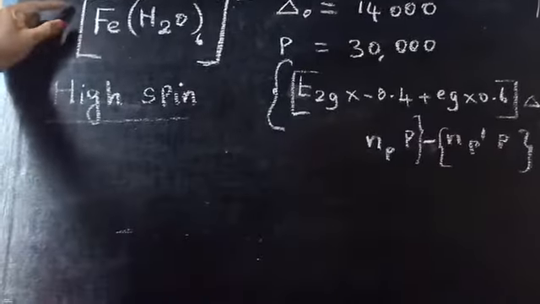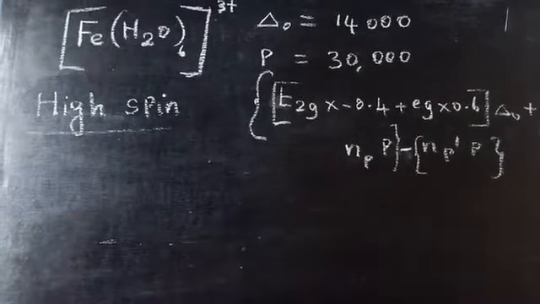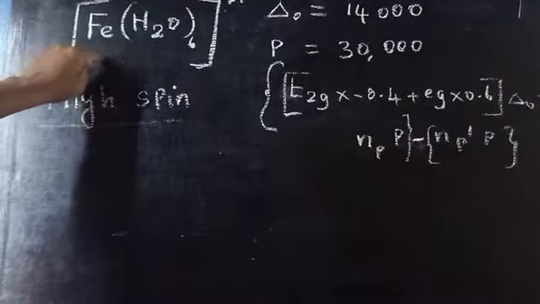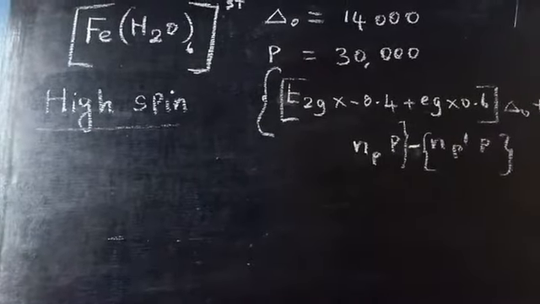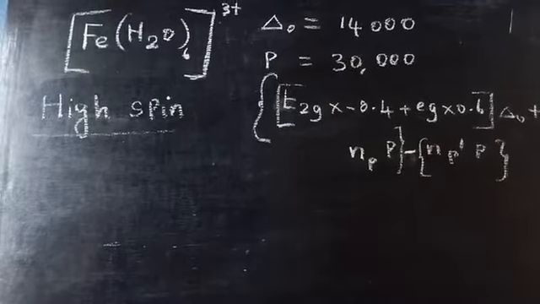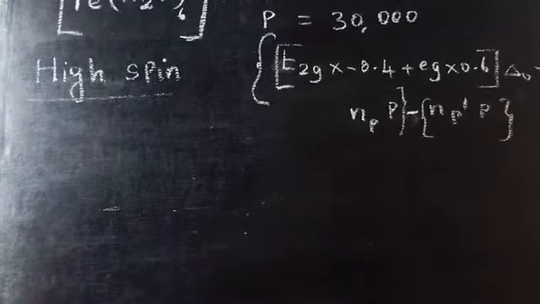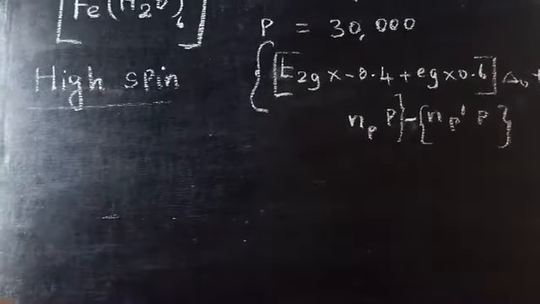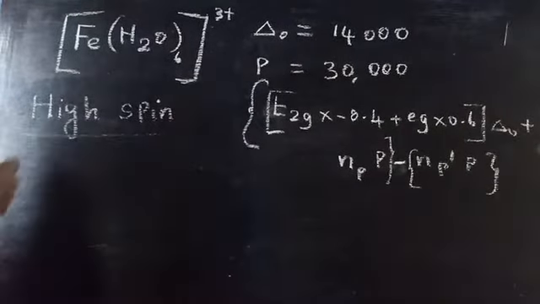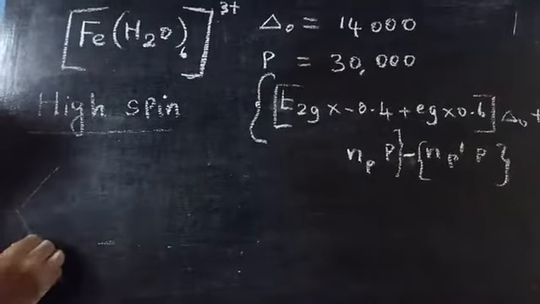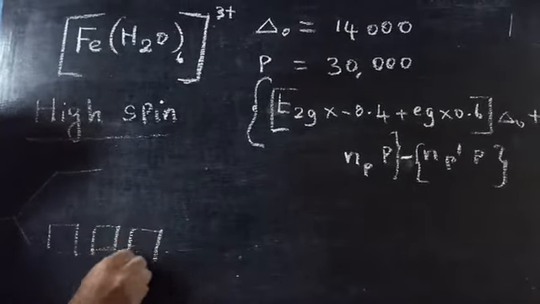Take the example here, [Fe(H2O)6]3+. From this compound, to come to the conclusion, is high spin favored or is the low spin complex favored? Two types: high spin and low spin. Children, in high spin complexes the number of unpaired electrons is more. This is the clue, children. In high spin complexes, d orbital splitting takes place: t2g, here eg.